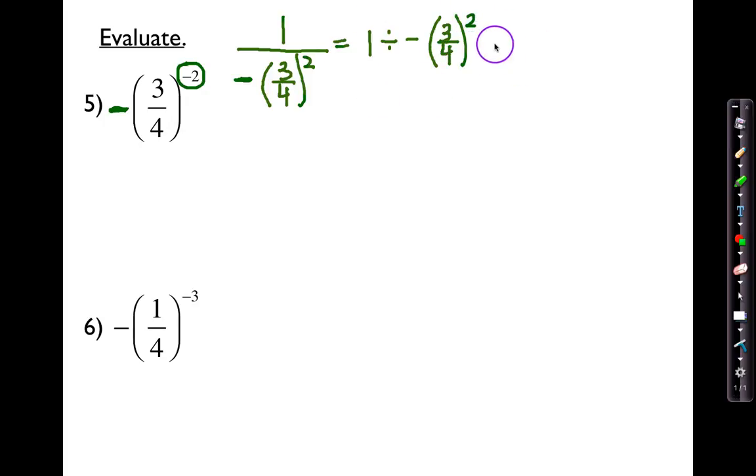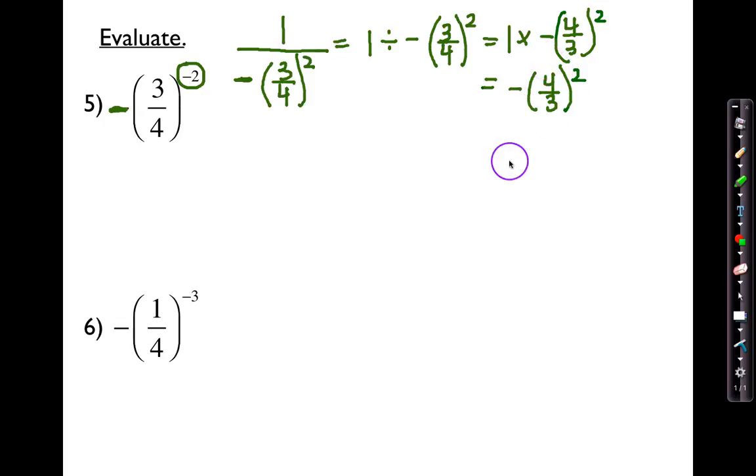I'm going to rewrite this into a multiplication problem. So now it's going to become 1 times the reciprocal. Whoops, got ahead of myself. Let's try it again. We still need that opposite symbol: 4/3 squared. Now from here, what's 1 times the opposite of 4/3 squared? It's just the opposite of 4/3 squared. Notice here, I kept my negative on the outside. I didn't put it on the inside because if I did, I'd be changing my positive base into a negative. So you have to be very careful not to do that.